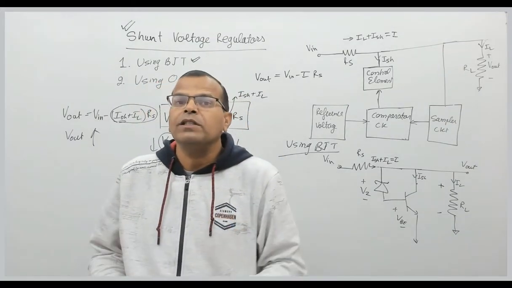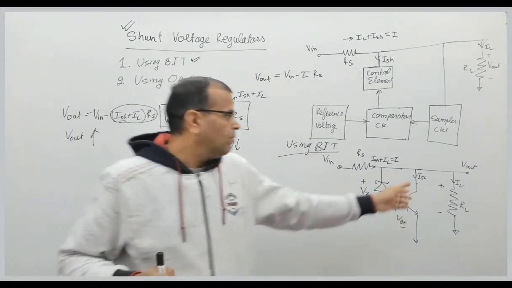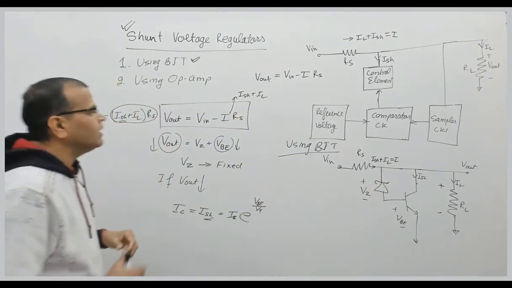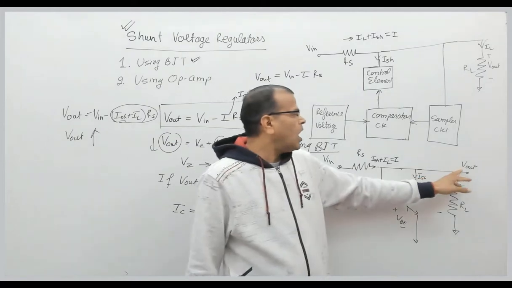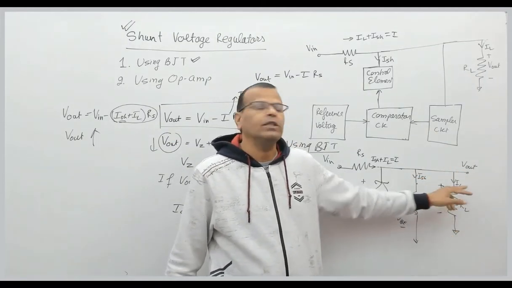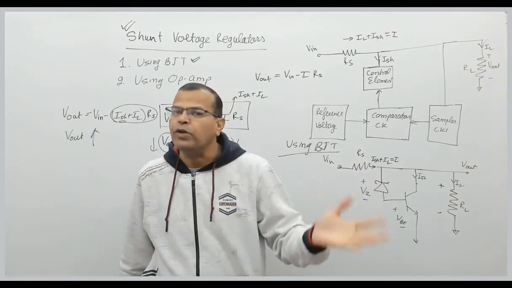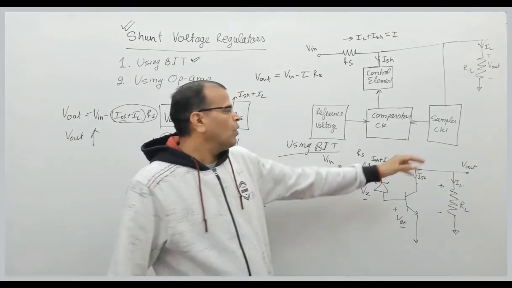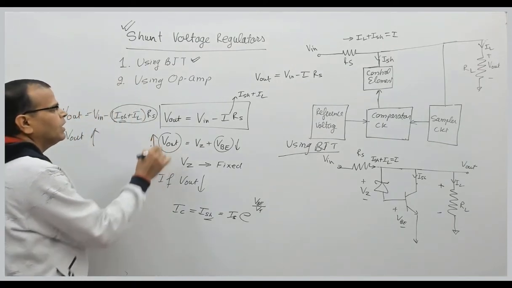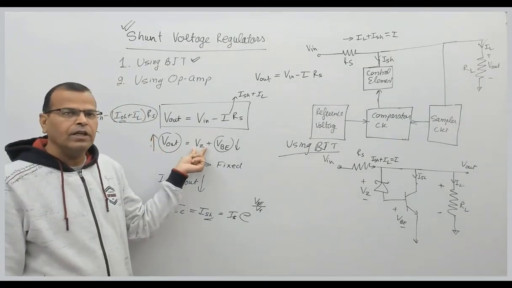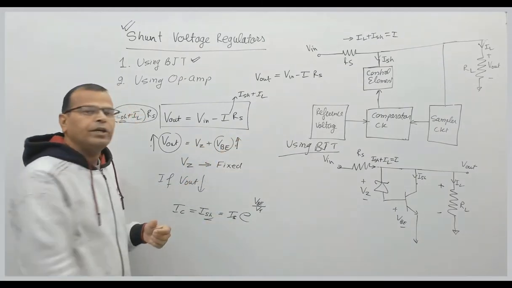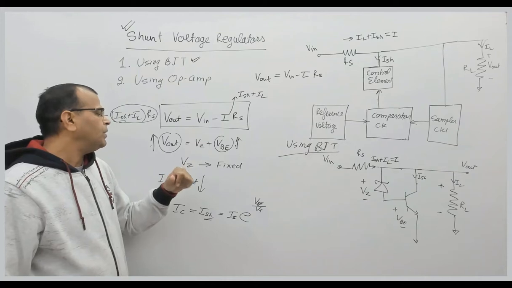So the output voltage is again brought back to its level because of this mechanism, right? Now let us see another case. Suppose the output voltage increases, maybe because of an increase in load resistance or an increase in input voltage. When the output voltage increases, this is constant, so this must increase. So voltage VBE increases.